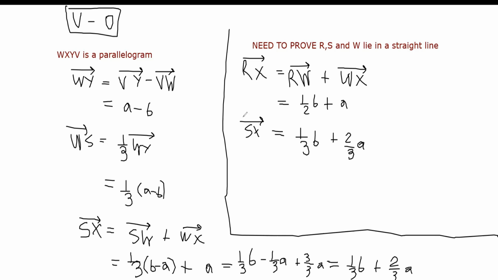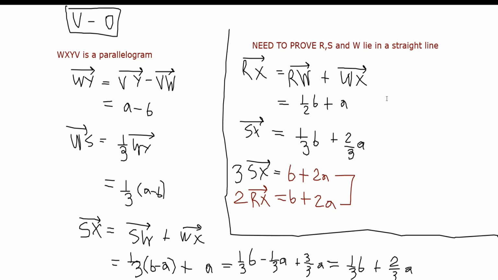Now look at this. If we multiply SX by 3, you get 3SX is equal to B plus 2A. Now let's look at RX. If we multiply RX by 2, we get 2RX is equal to 2 times a half B plus 2 times A, which is B plus 2A. Now, since this happened, we know 3SX equals 2RX. So hence, RX is parallel to SX.